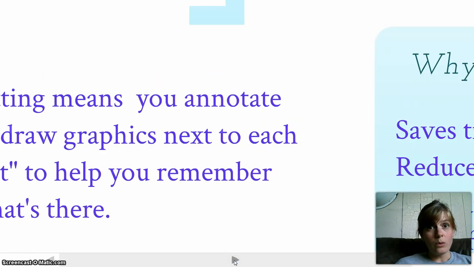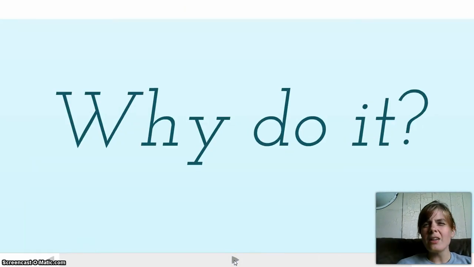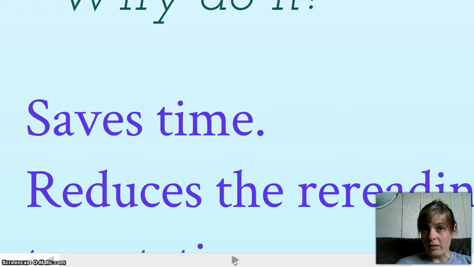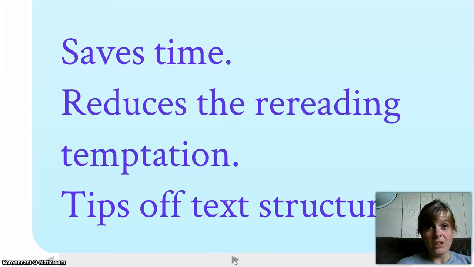So I'm sure the next question you're thinking is, well, why should I take the time to do that? That's going to make my work harder. That's going to make me have to do more. Well, it may seem that way initially, yes, but it does several things in the long run. To begin with, it'll save you time, because I cannot tell you how many times I've seen kids searching in vain for something that they remember was there, but they didn't annotate the text, so they can't find it again.